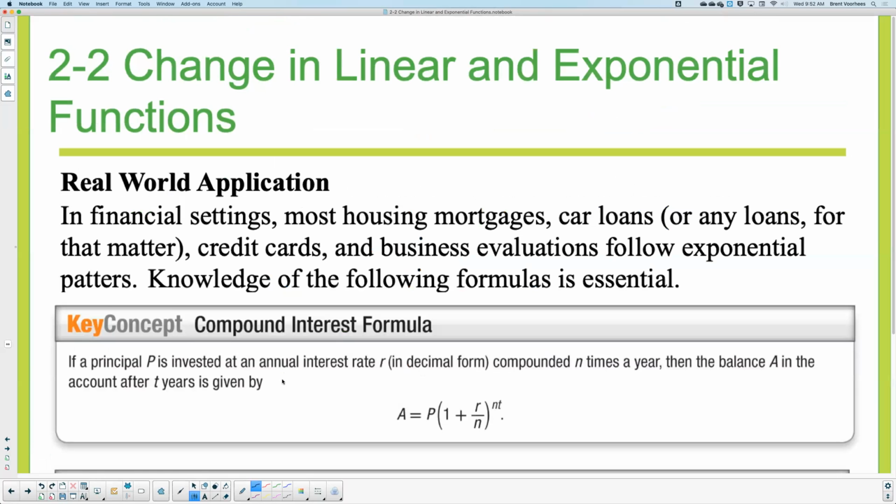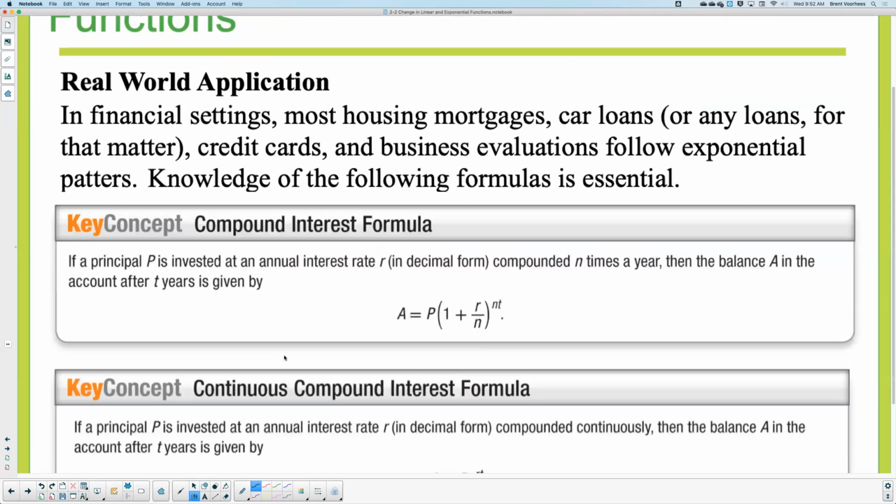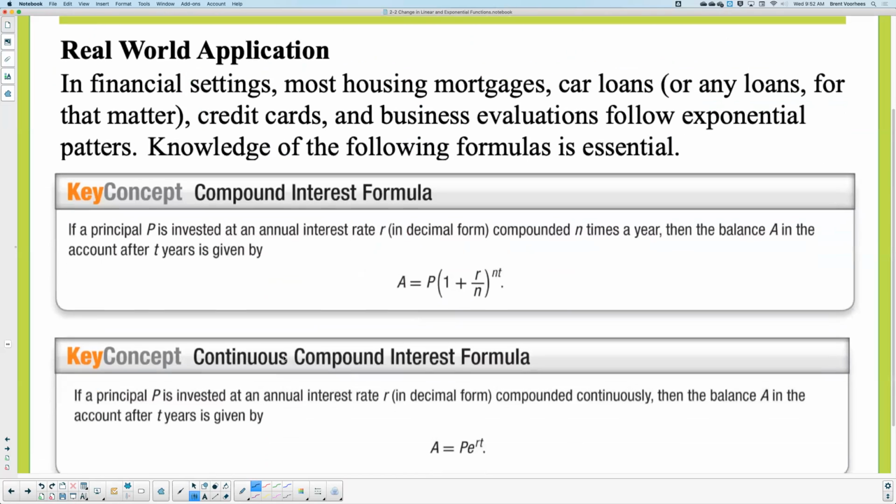All right, let's take a look now at some real world applications. I've given you 2 formulas here. It says here in financial settings, most housing mortgages, car loans, or any loans for that matter, credit cards, business evaluations follow exponential patterns. Knowledge of the following formulas is essential. You need to have these memorized.